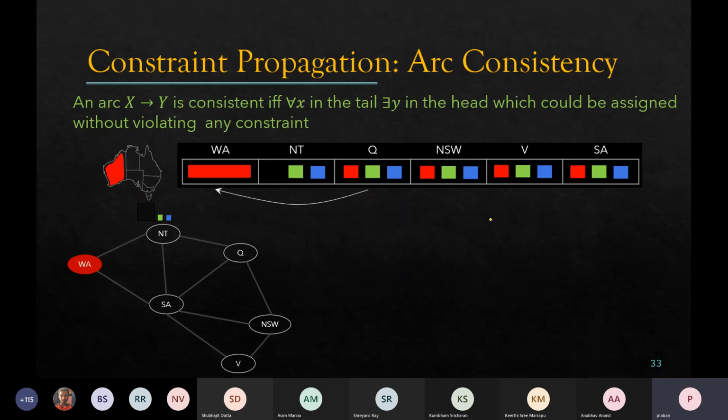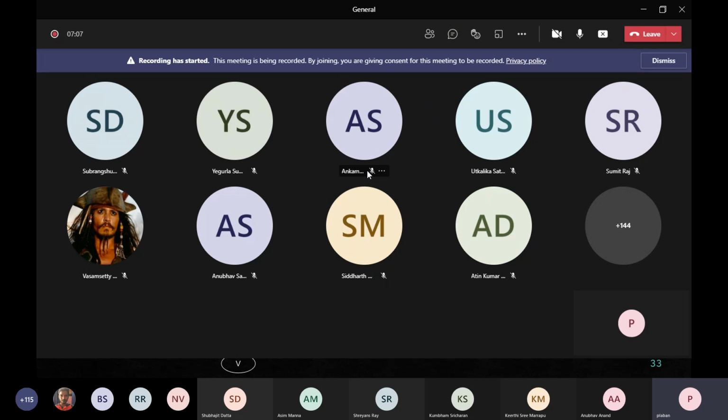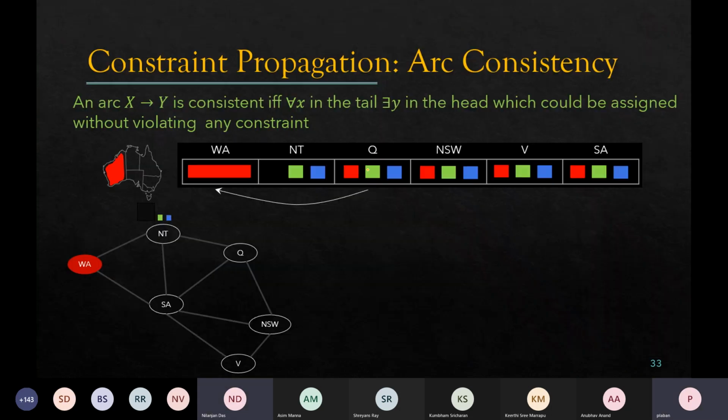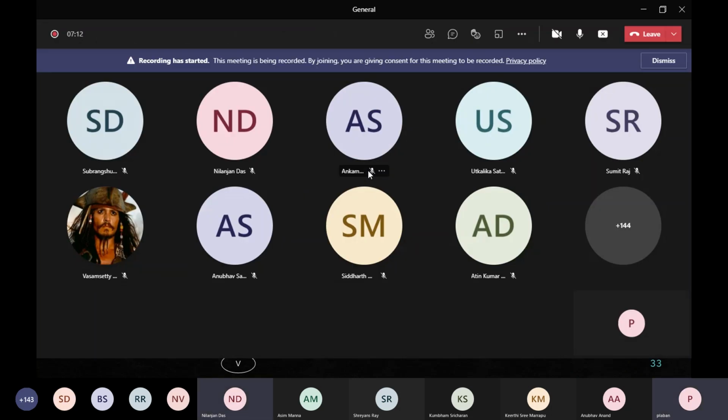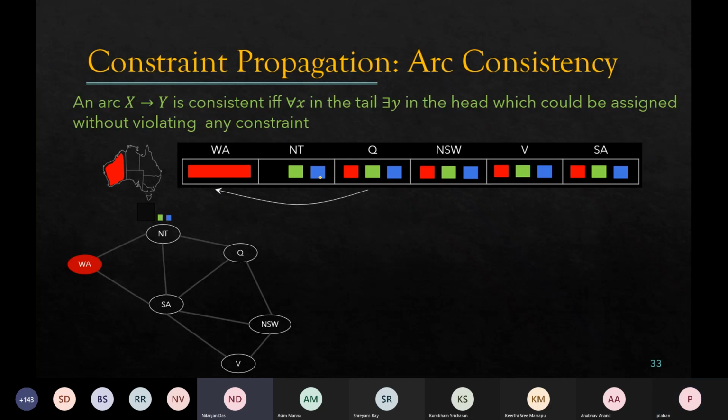So Q to WA. Is this arc consistent? Can any one of you tell me whether this is consistent or not by this definition? Yes, sir, consistent. So why do you say that? Sir, because there is no direct connection with WA. Exactly. So these are not neighbors, so you can assign any value to Q, right? So if we have a hypothetical edge here, this edge is consistent, right?